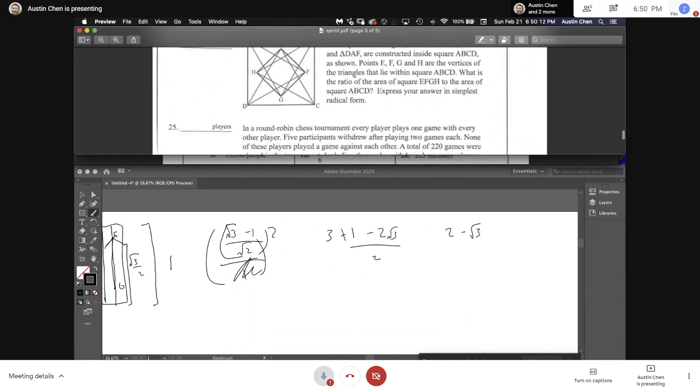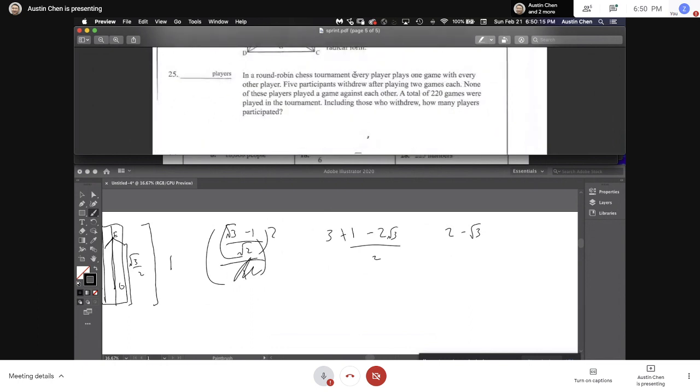Okay, let's move on. Number 25. In a round robin chess tournament, every player plays one game with every other player. 5 participants withdrew after playing 2 games each. None of these players played a game against each other. A total of 220 games were played in the tournament. Including those who withdrew, how many players participated?